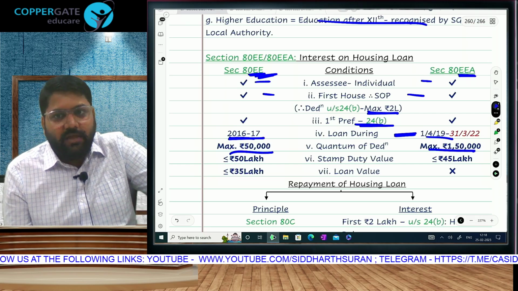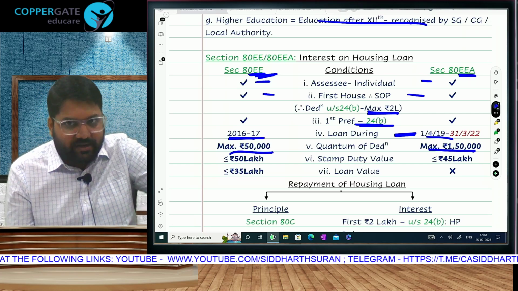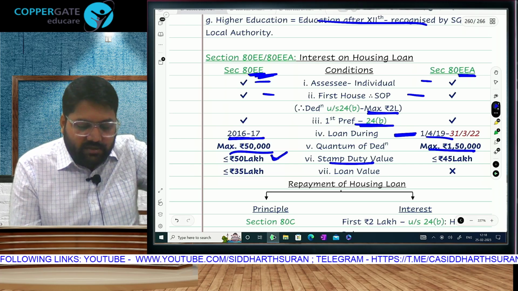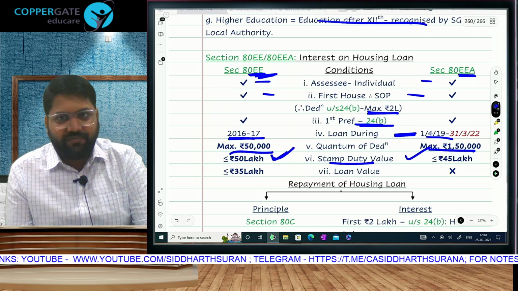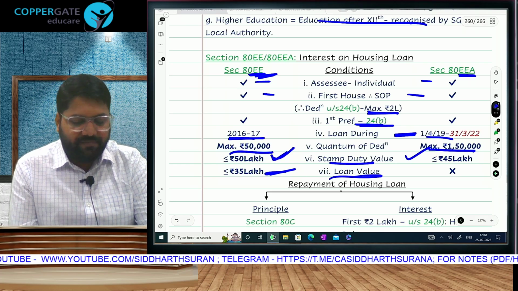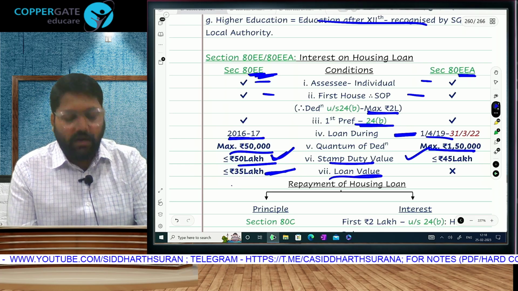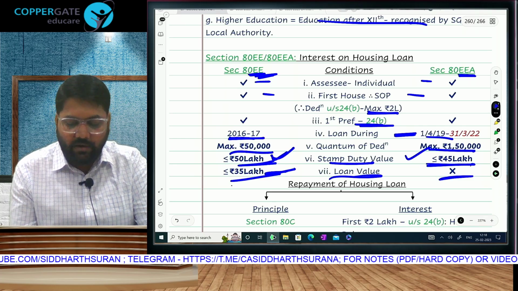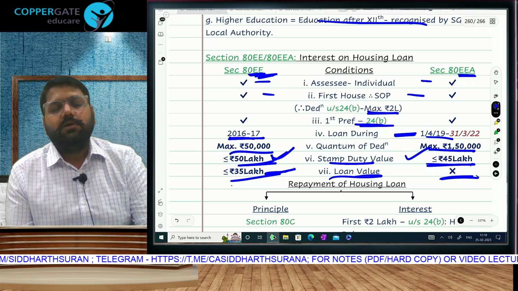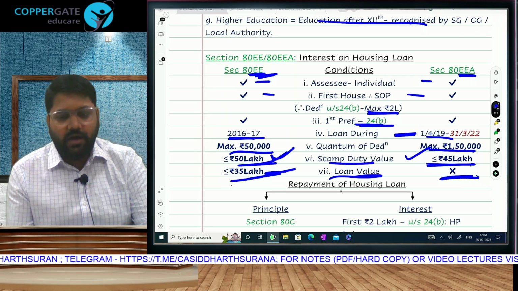And here the remaining or 1 lakh 50 whichever is lower, with the conditions that the house ka value, stamp duty value should not be more than 50 lakh and here should not be more than 45 lakh, and here there is a limit on the loan value. House 35 maximum, house 50 maximum, loan 35 maximum. Here the limit is only on the value of the house. There is no limit on loan, but of course the loan value will be lesser than the house ka value only.